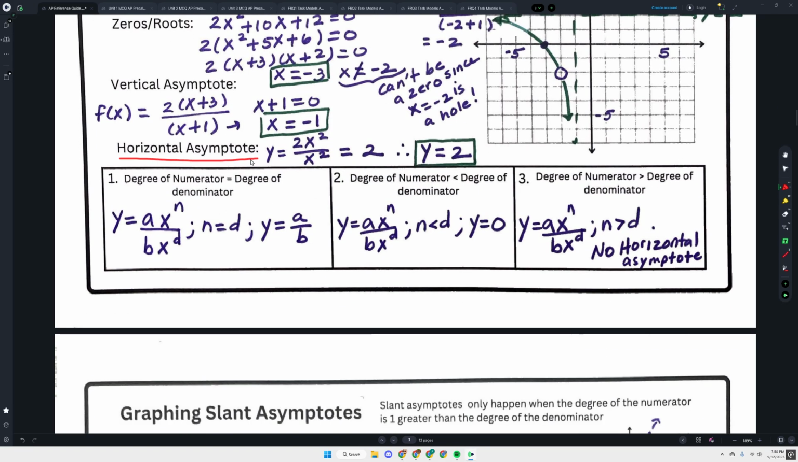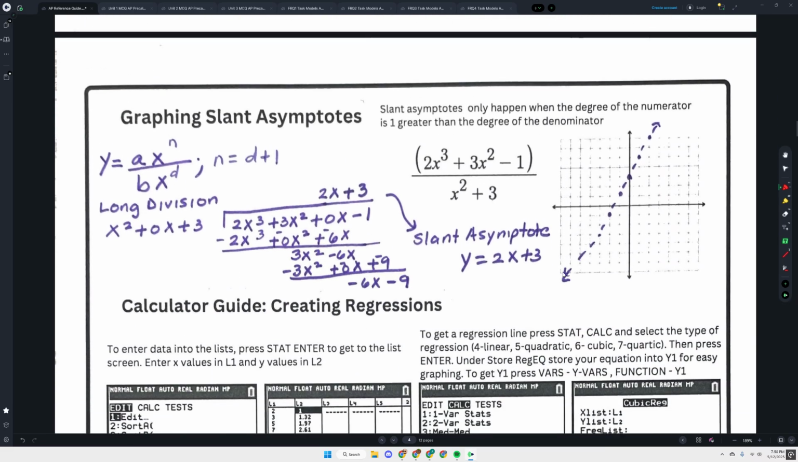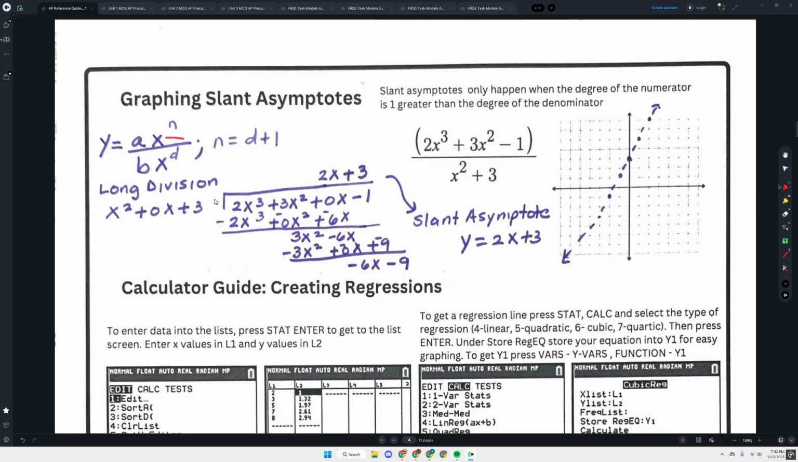Then you have horizontal asymptotes, which are pretty important. If the degrees are equal, then you have y is equal to a over b. If the denominator is bigger than the numerator, you have y is equal to 0. And if the numerator is greater than the denominator, you have no horizontal asymptote unless it's exactly greater than 1. And this is another example. And you have to do long division or polynomial synthetic division.